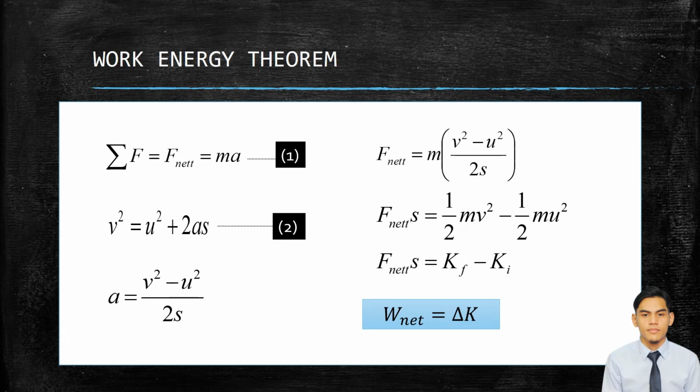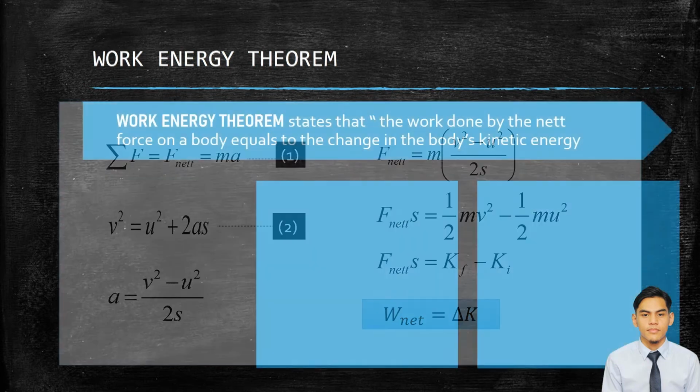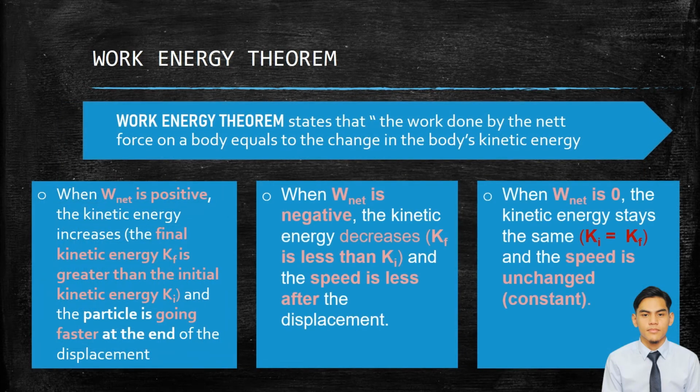So the work, which is force times displacement, is equal to the change of kinetic energy, which is kinetic energy final minus kinetic energy initial. So the work energy theorem states that the work done by the net force on a body is equal to the change in the body's kinetic energy.